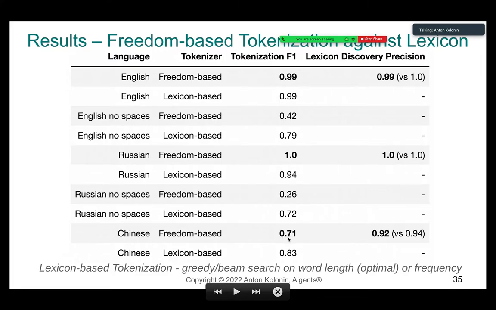And finally, that's interesting. If you take Chinese and evaluate the F measure of tokenization against the reference tokenizer, you get a substantially low F measure, 0.71. But if you check the precision of the lexicon discovery, you will find that it is substantially good. It's actually 0.92, so most of the words that you were able to tokenize are still part of the proper lexicon, even if the tokenization appears not quite right. And by the way, if you do this tokenization of the same text using the reference tokenizer, you will get almost the same number. You will get 0.94.